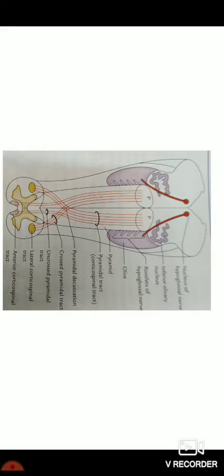About 20% of them do not cross, and they will descend as the anterior corticospinal tract in the anterior white column of the spinal cord, and the remaining 5% will run downwards along with the uncrossed fibers in the lateral white column of the spinal cord.